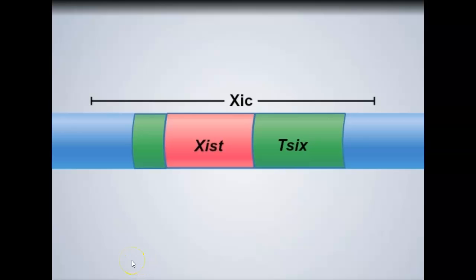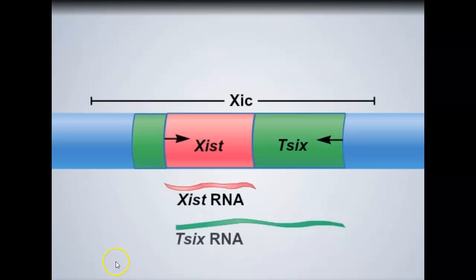We talked a little bit in the last video about calico cats and why that happens. The other thing of interest is that XIST is transcribed this way and TSIX is transcribed backwards, and that's a great way to ensure that only one or the other is going to be transcribed.